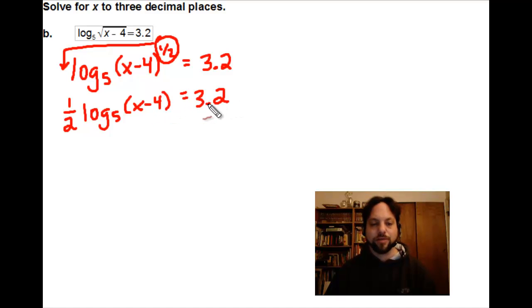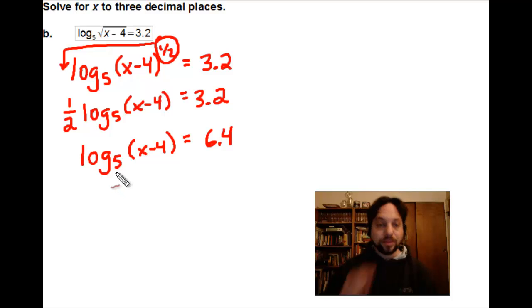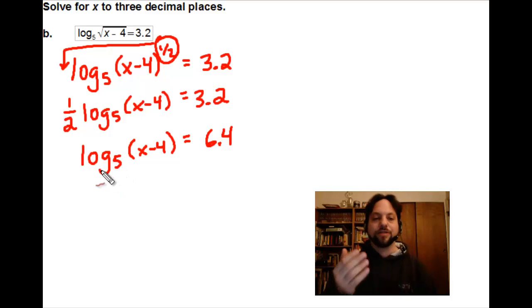Now, where are we going to go from here? Well, we need to get rid of this 1/2. So if we simply multiply both sides by 2, that will get rid of the 1/2 fraction. And over on the other side, instead of 3.2, of course, it'll just give us 6.4. No big deal.